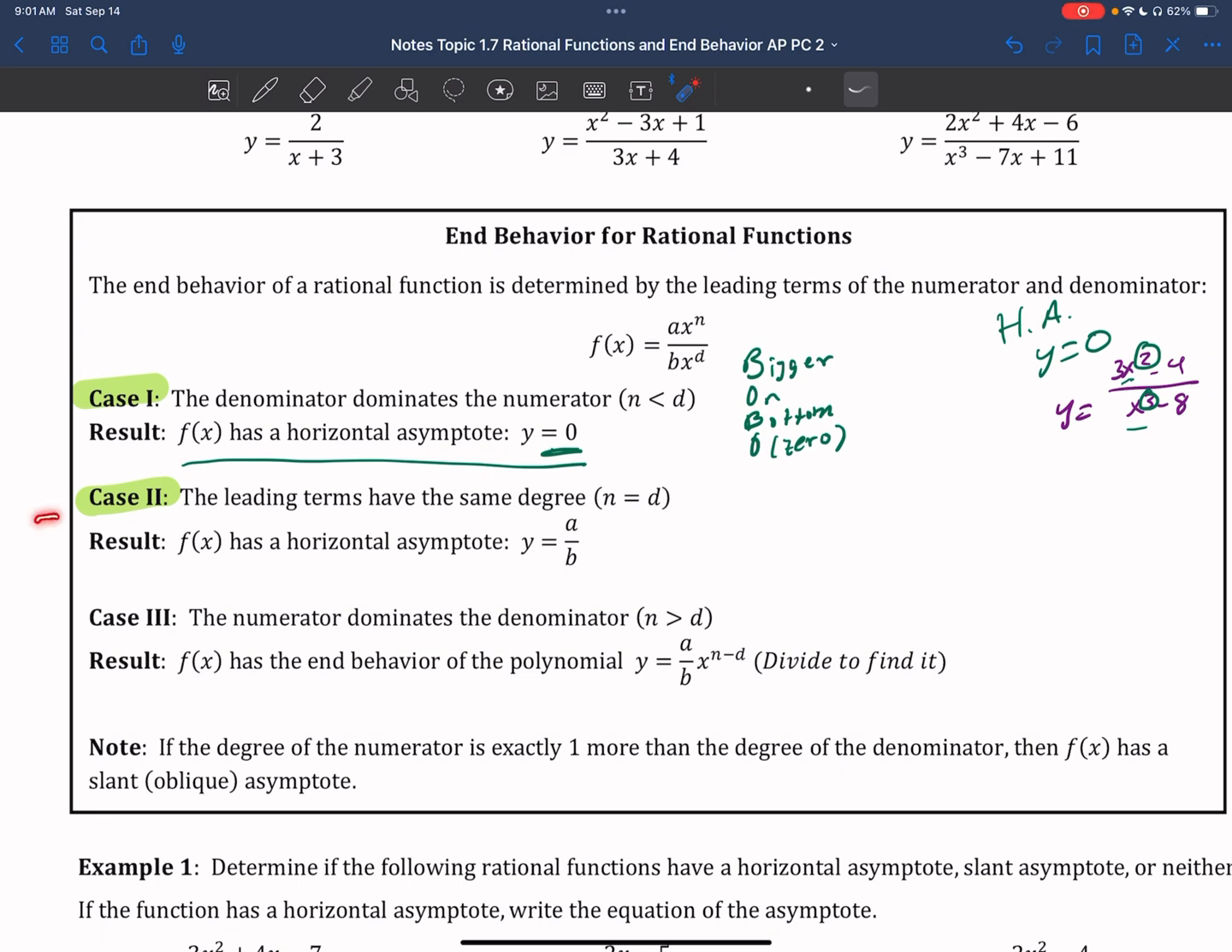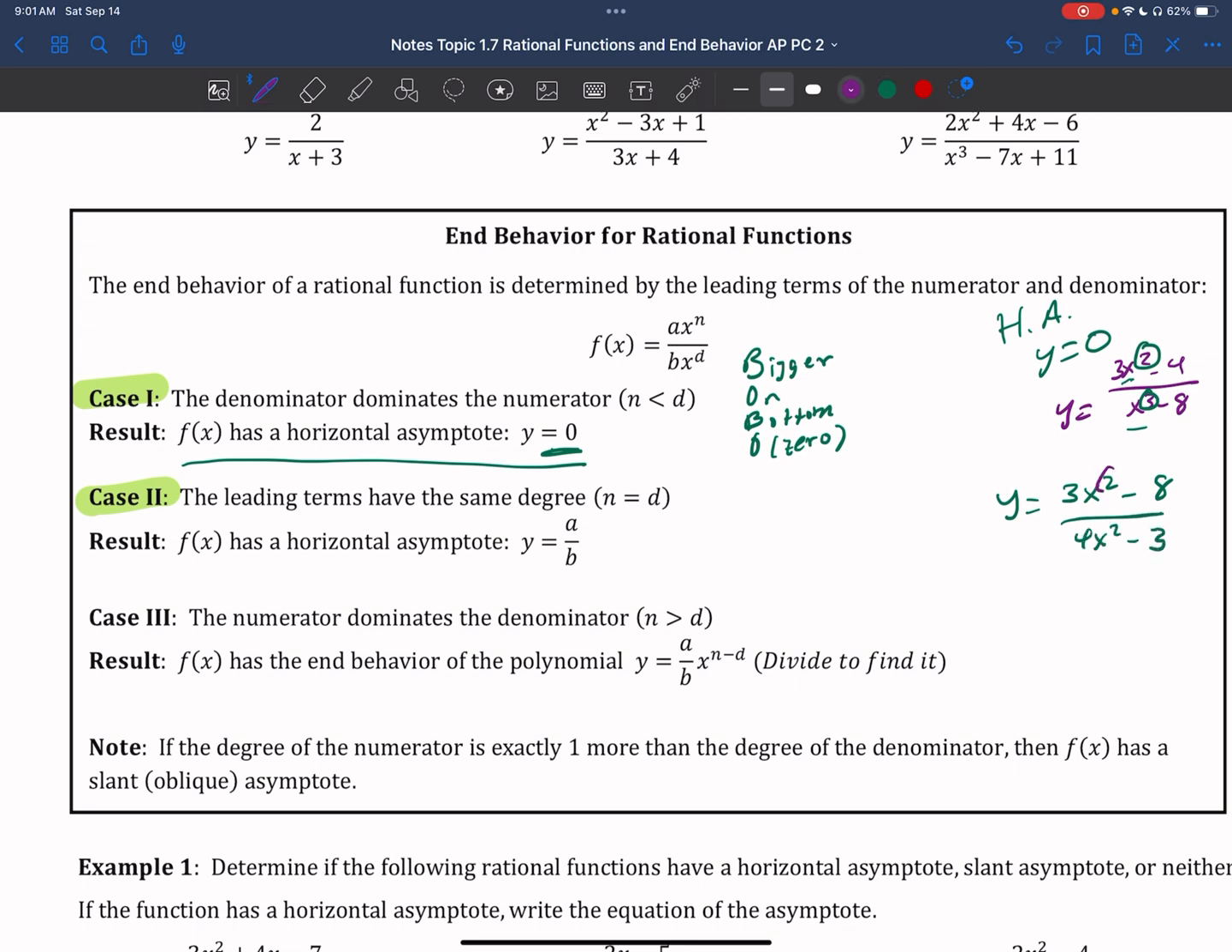Again, for case number 2, you also have a horizontal asymptote, but in this case, the leading terms are going to have the same degree. If you do have that, then you're going to have to divide the leading coefficients of the numerator and the denominator to get your horizontal asymptote. An example: y equals 3x squared minus 8 over 4x squared minus 3.